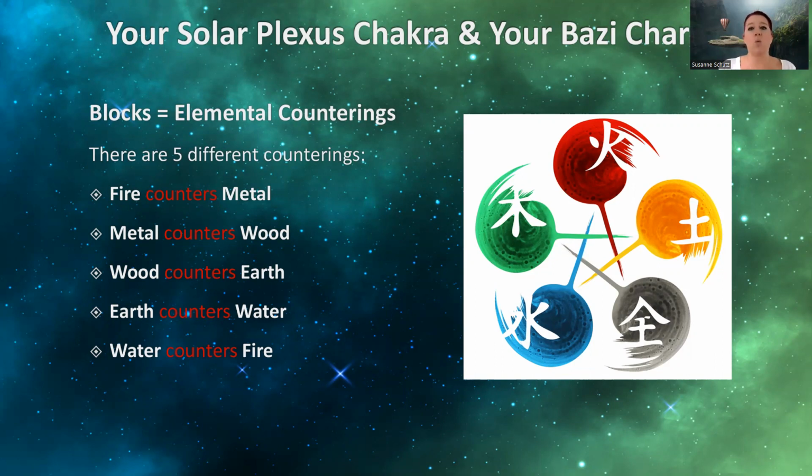It doesn't matter whether one of them is at the top and the other one is at the bottom or vice versa. As long as you have the 2 components that constitute a countering, you have a block in your solar plexus chakra. Any other elemental relationships do not constitute a countering and then subsequently a block. So take note of these: fire, metal; metal, wood; wood, earth; earth, water; and water, fire. So only these 5 pairings.